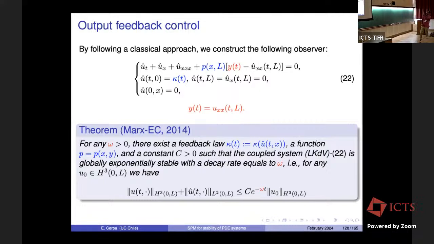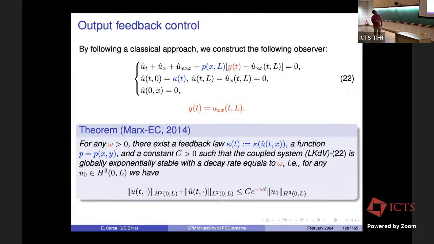By following a classical approach, that is the Luenberger method, in order to build this observer, we can construct this system 22, which is u hat. u hat, like x hat here, is the variable that is approaching the original state.